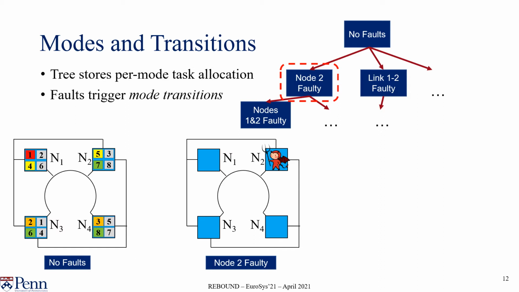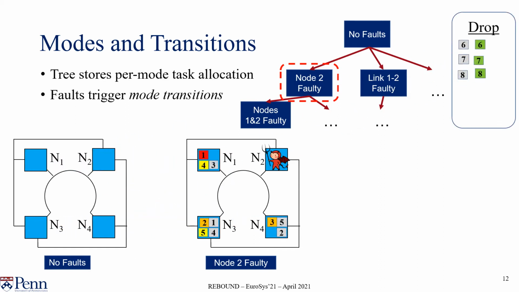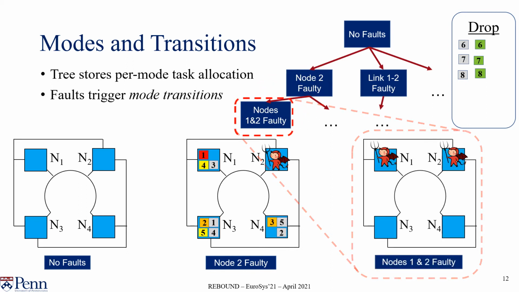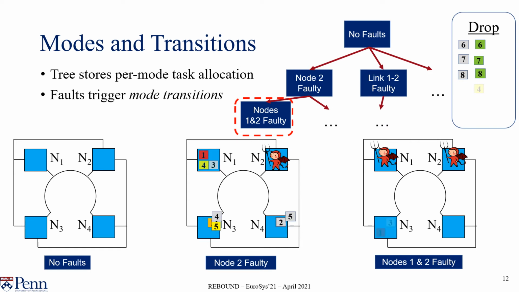And since everything was originally running in a different place, we may need to migrate tasks to their new assignments, in the process perhaps dropping the least critical application. If now the adversary additionally compromises node 1, then we will read in the new mapping and perform task migration, again possibly dropping the least critical application.